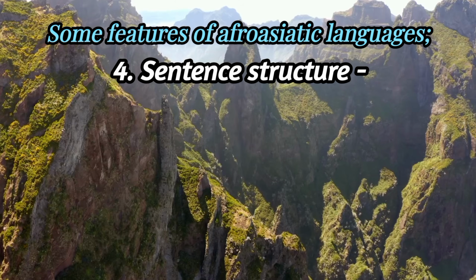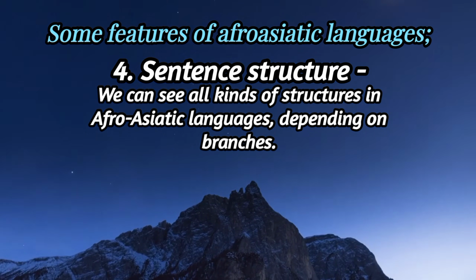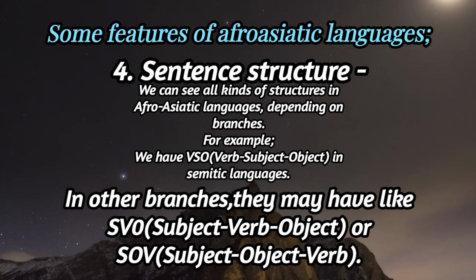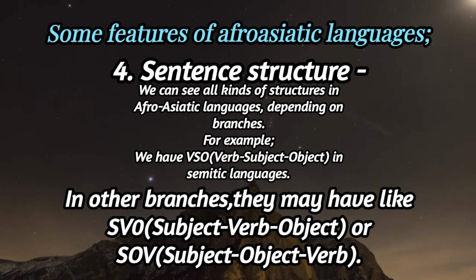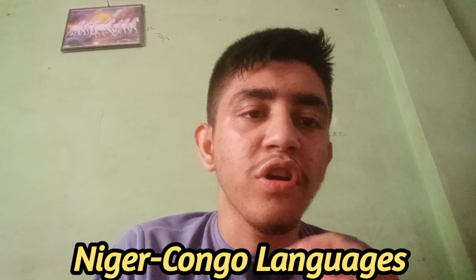Number four, sentence structure. Now in Afro-Asiatic languages, you can see all kinds of structure depending on branches. For example, in Semitic languages, you have VSO, verb, subject, object. You have to put the verb first. And in other branches, they may have SVO, subject, verb, object, or SOV, subject, object, verb. And that's all about Afro-Asiatic languages. Now let's look at Niger-Congo languages.